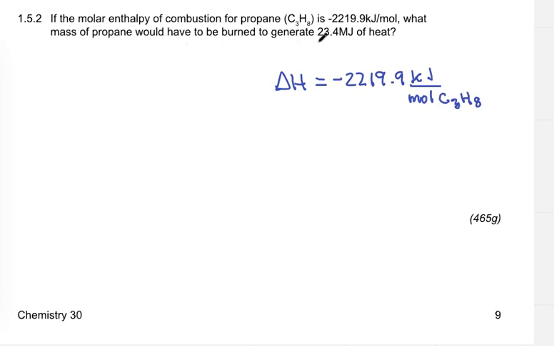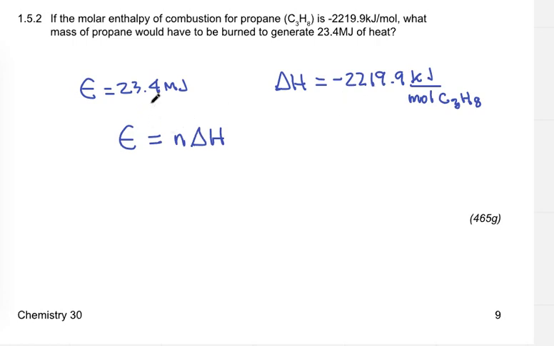Okay, so this time they're saying we want the total energy that comes out of here to be 23.4 megajoules. And the question is, how much propane is that going to take? So same formula, but we're using it in a different way. Total enthalpy is 23.4 megajoules. Number of moles is to be determined, and delta H is given.